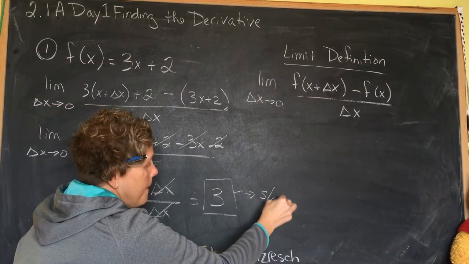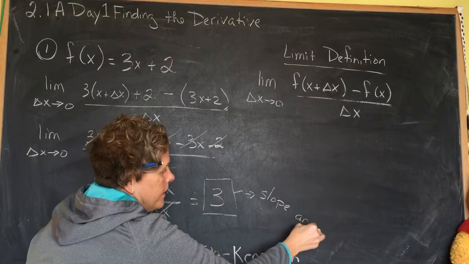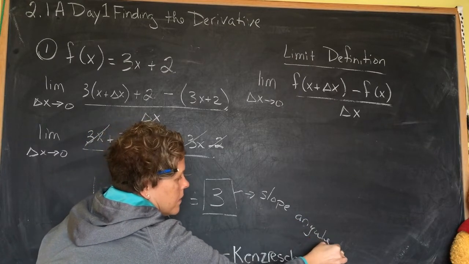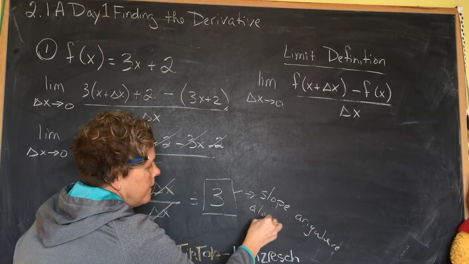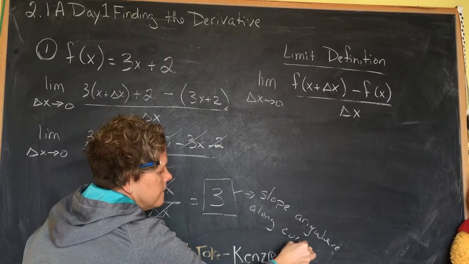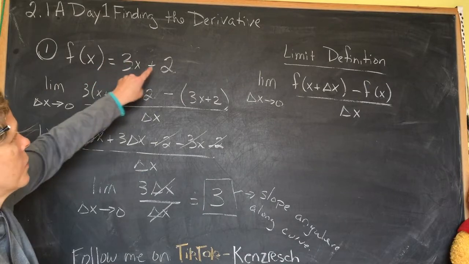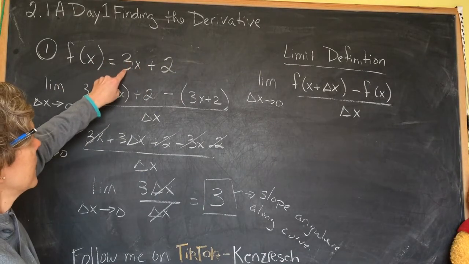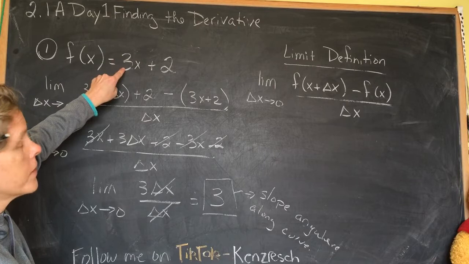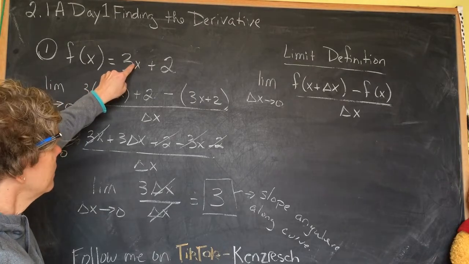That's the slope anywhere along the curve. Well, think about it for a minute. Isn't that just the equation of a line? And isn't that the slope? So isn't it a slope of 3 everywhere around the line? Well, that's what we found.